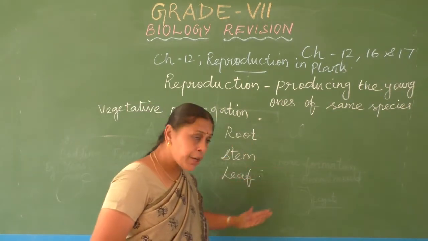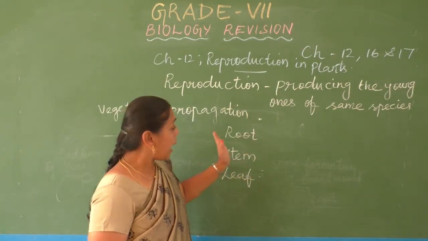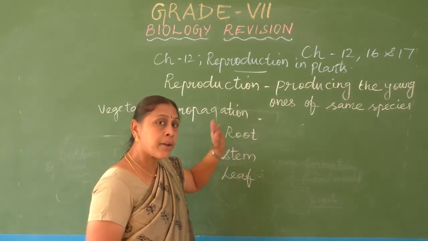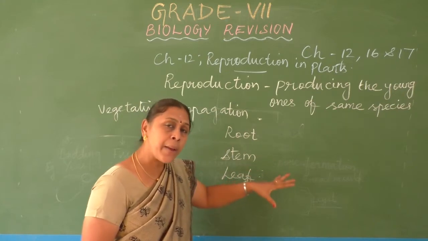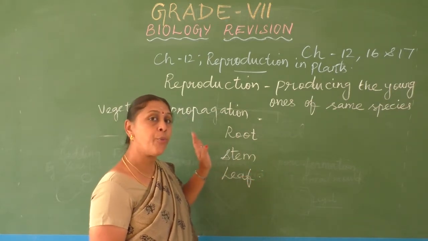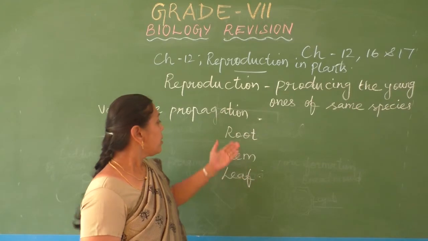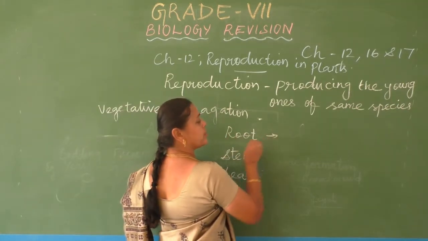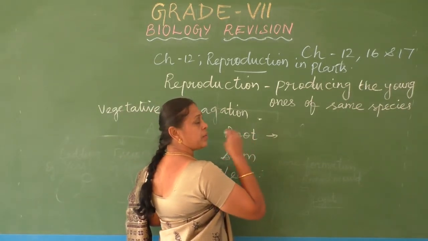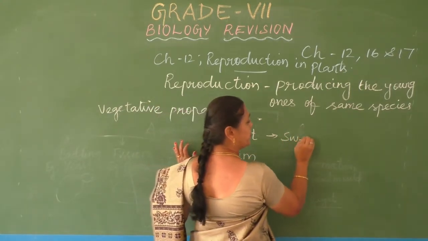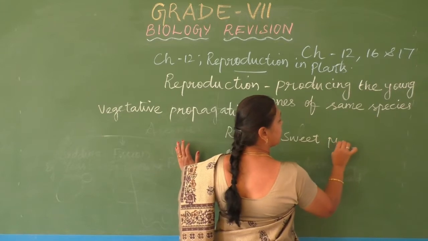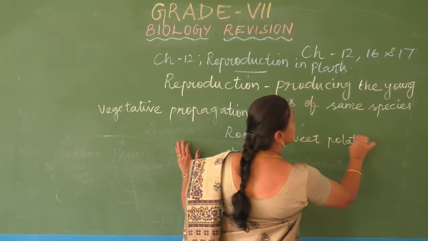So these are all vegetative parts of the plant, and some plants reproduce through these vegetative parts, and such type of reproduction is called vegetative propagation. Example, root: radish, sweet potato. Those will reproduce through their roots.